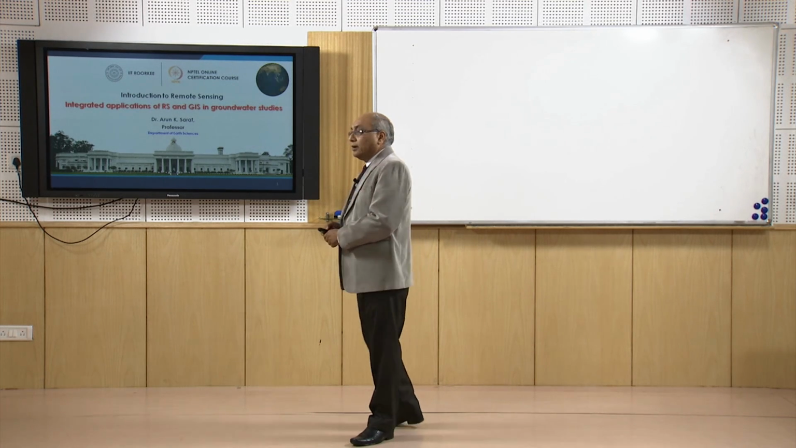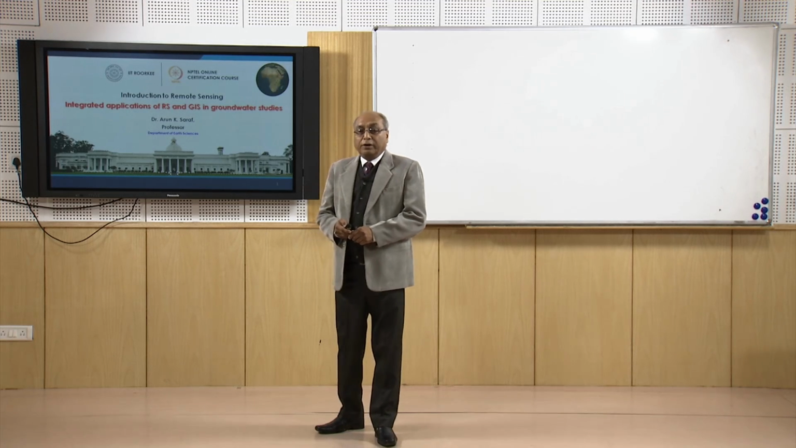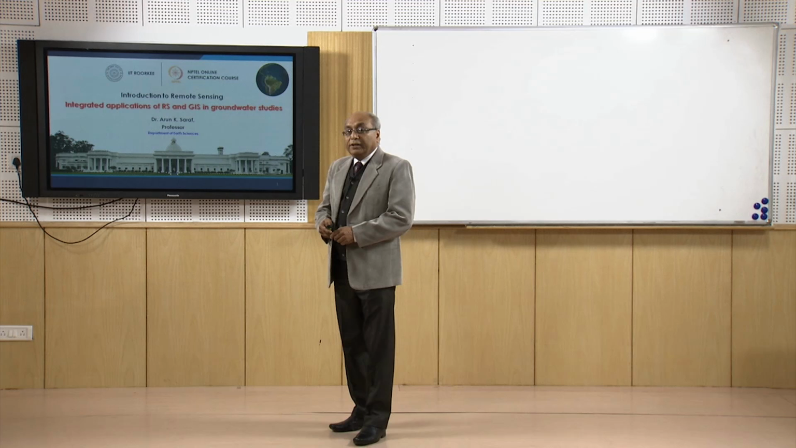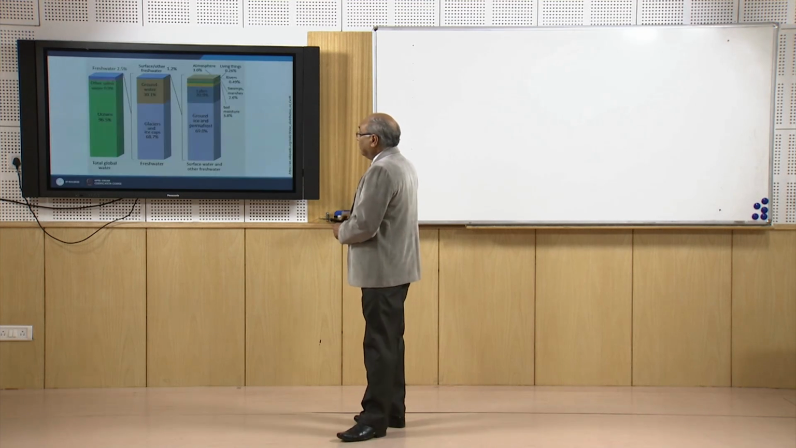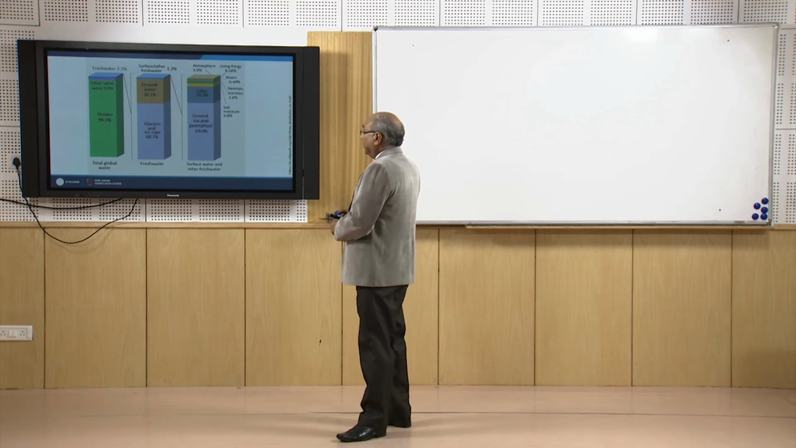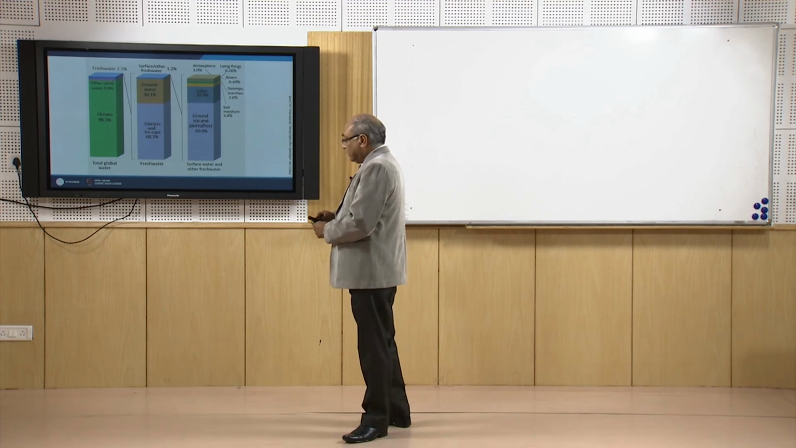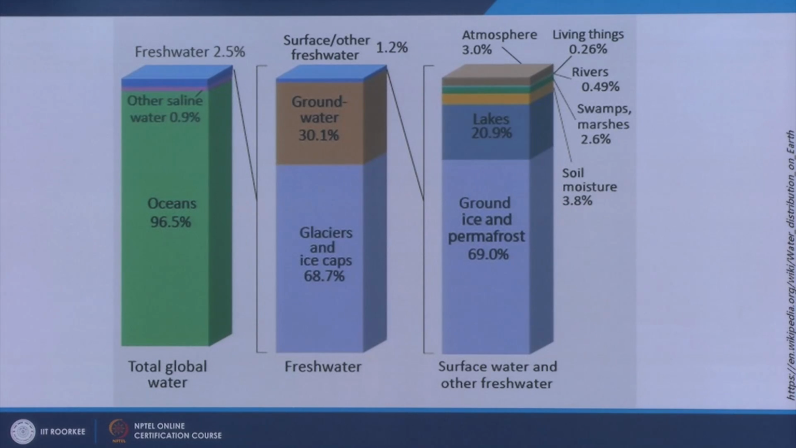As you know, groundwater is a very important resource for drinking, irrigation and other purposes, and therefore it remains a very important aspect for exploration and management. If you see the total global water available, freshwater resources are just 2.5%, and the rest goes to oceans or saline water. Within this freshwater, glaciers and ice caps occupy about 69% of the water, and groundwater is roughly 30.1%, and other surface water is just 1.2%.